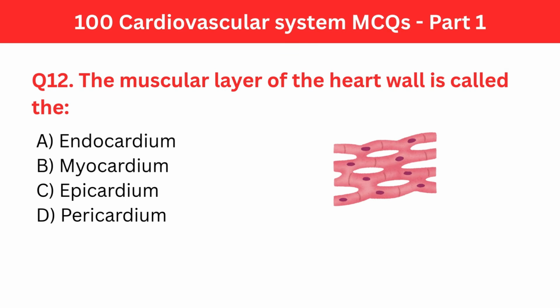The muscular layer of the heart wall is called the... The right option is B. Myocardium.